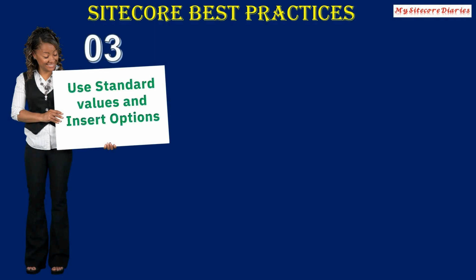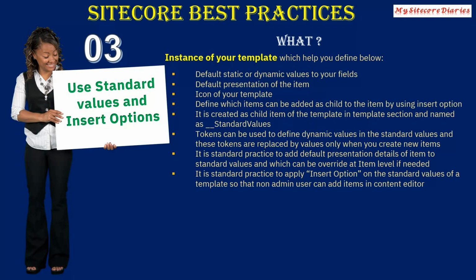Third one, use standard values and insert options. So what is a standard value? It is an instance of your template which helps you define static or dynamic default values, default presentation of an item, and the icon of your template. It defines which items can be added as a child to the item by using insert options. It is created as a child item of the template in the template section and named __Standard Values. Tokens can be used to define dynamic values in the standard values, and these tokens are replaced by values only when you create a new item.